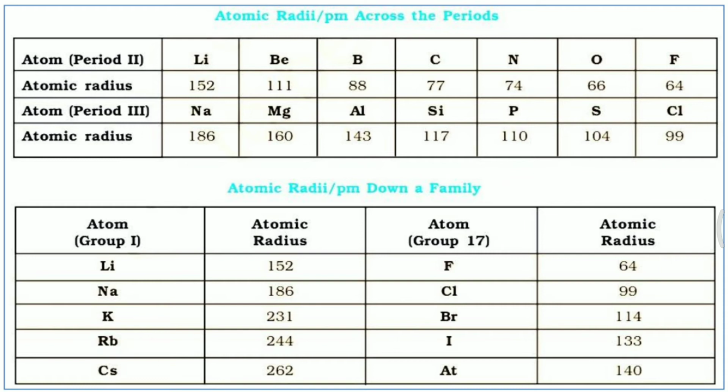You can also see in the third period the atoms sodium, magnesium, aluminium, silicon, phosphorus, sulfur, and chlorine. You can observe the trend that it decreases from 186 to 99. For sodium it is 186, for magnesium 160, for aluminum 143, for silicon 117, for phosphorus 110, for sulfur 104, and for chlorine 99. So it is continuously decreasing across the period from left to right.